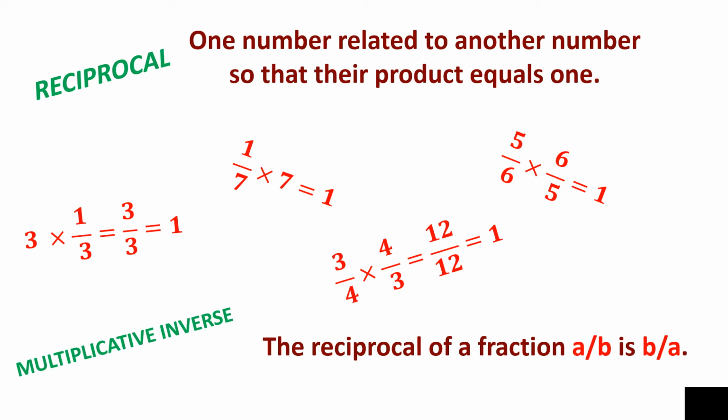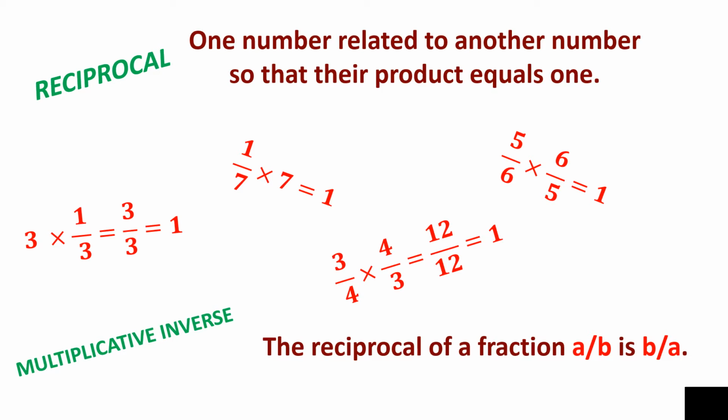This formula uses a reciprocal. But do you know what a reciprocal is? It's a rather big word for a rather simple concept. A reciprocal is a number related to another number in a way that their product always equals 1. That is, when you multiply them together, the answer is always 1. We also call this the multiplicative inverse. Another big term, but the concept remains the same.